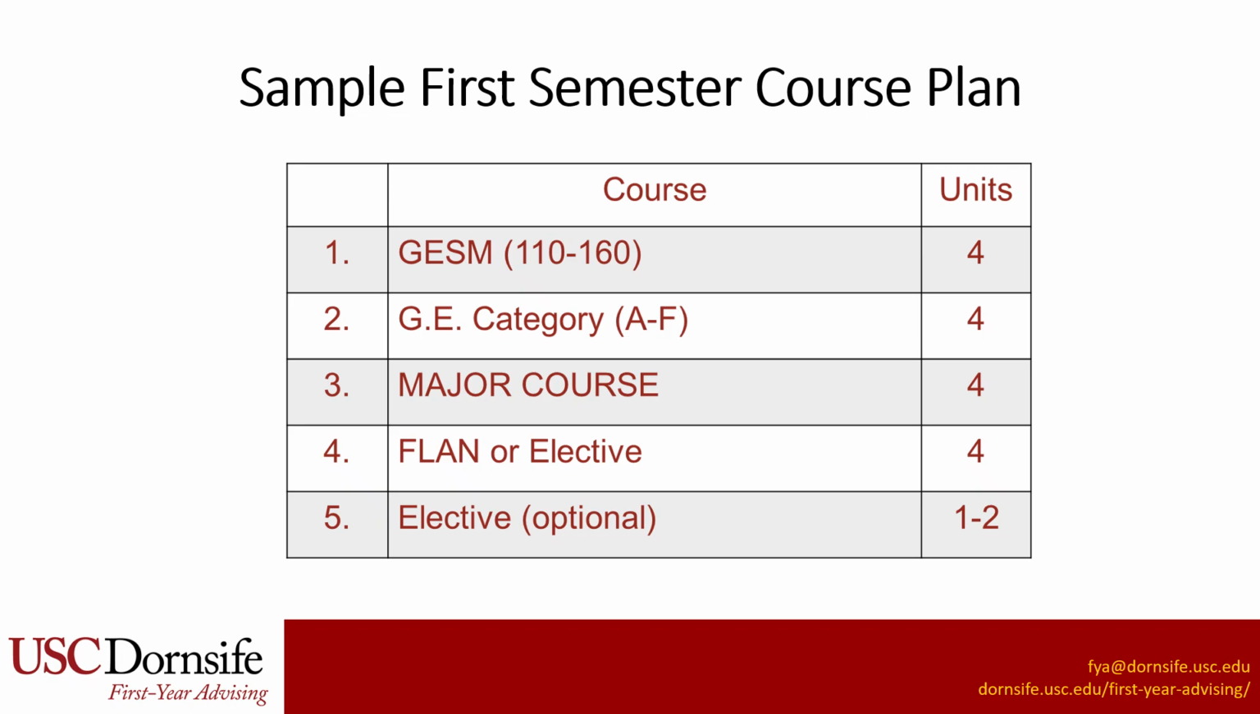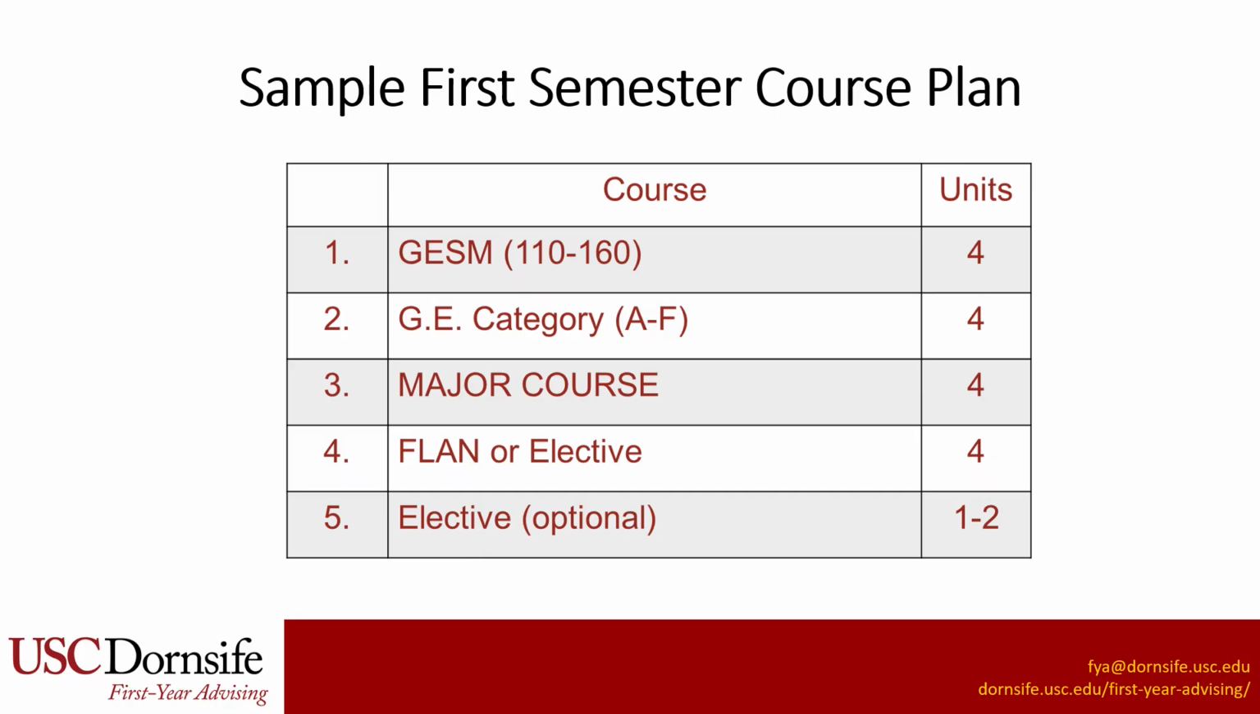So the number 1 course that you're going to be taking your first semester is going to be your GE seminar. And then you might take another one of your GE requirements. You'll take a major class, and then you'll either take one of your foreign language requirements or an elective as well. It really just depends on what your preference is and if you want to start your foreign language right away or if you would prefer to maybe wait until the spring semester.